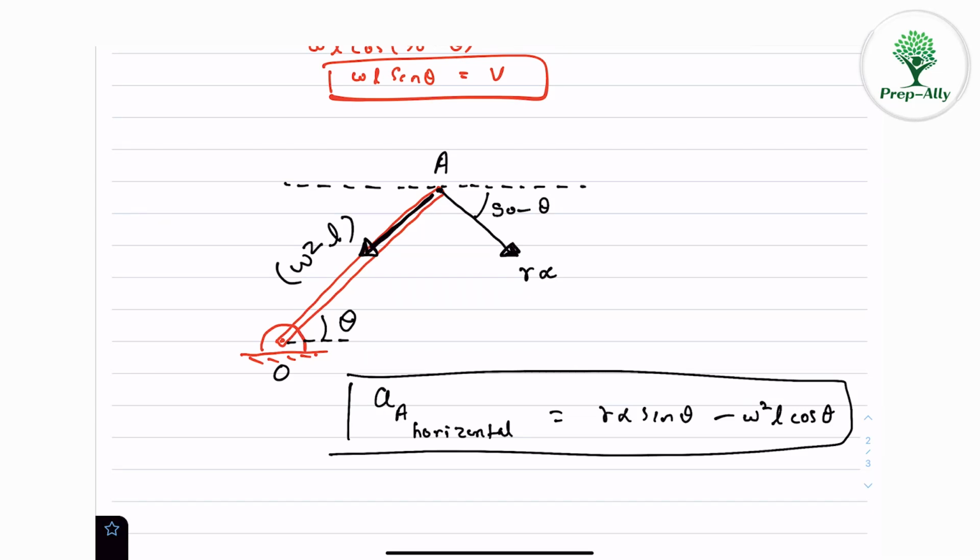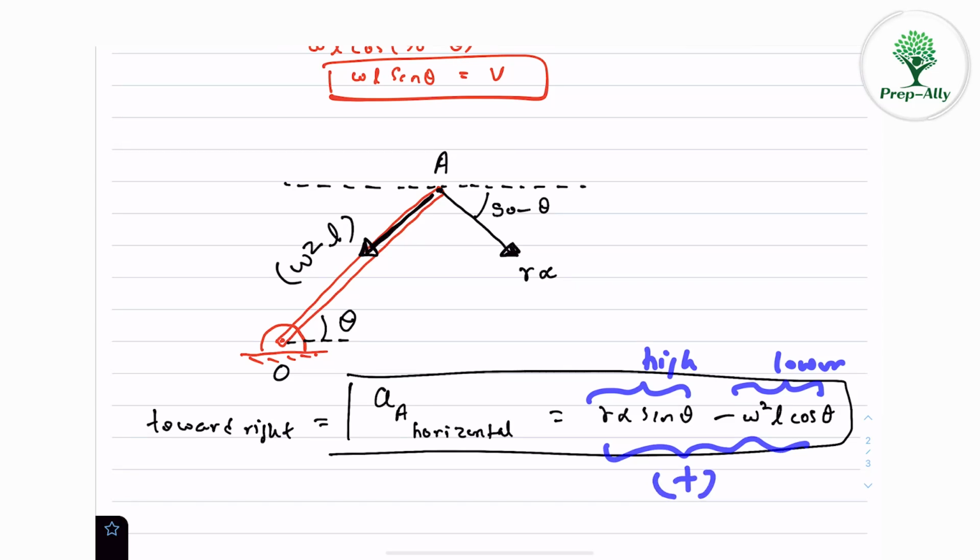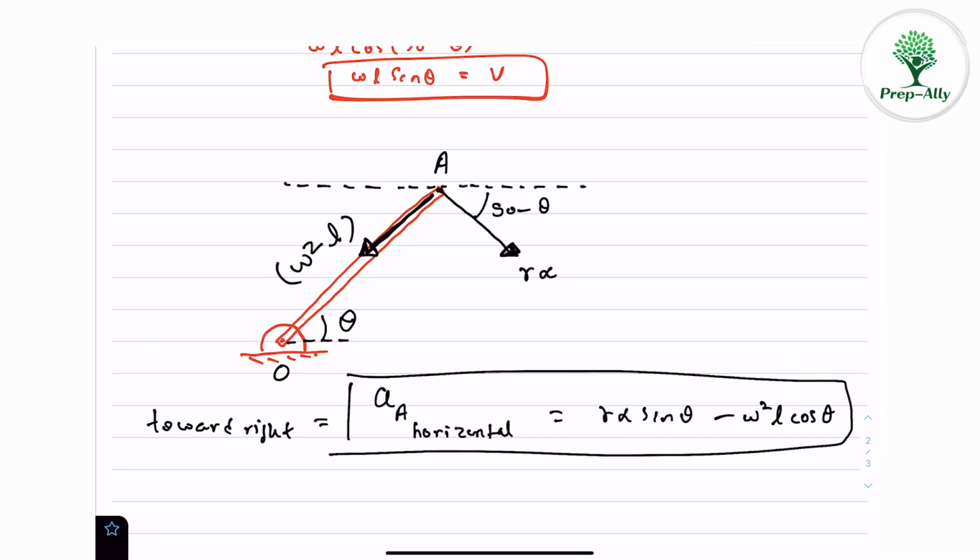So you can say that this horizontal acceleration of A toward right is initially equal to r alpha sin theta minus omega square L cos theta. Because this r alpha sin theta is higher initially and this omega square r is lower initially, the overall acceleration is positive in towards right direction. Later on, this will be less and this will be more, so overall this entire thing will become negative, which means the acceleration which we have chosen to be towards right will become towards left. So acceleration is going to change after some time from right to left.